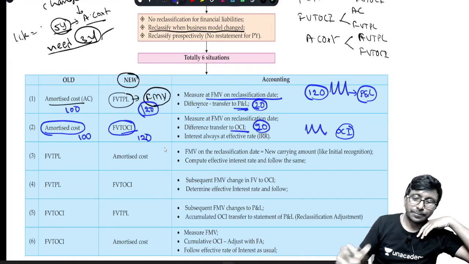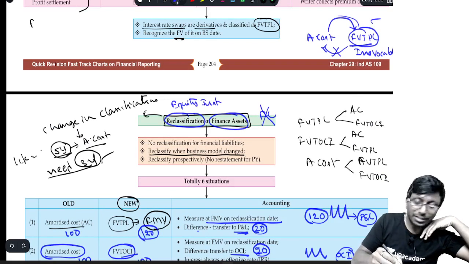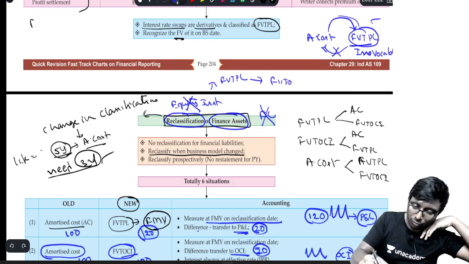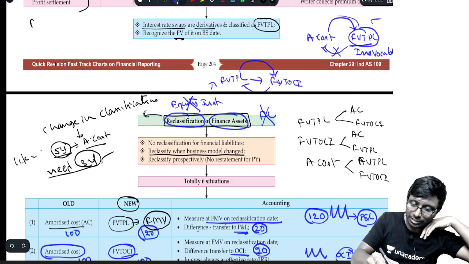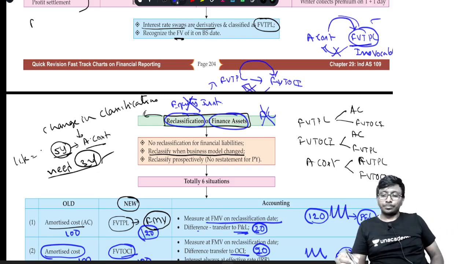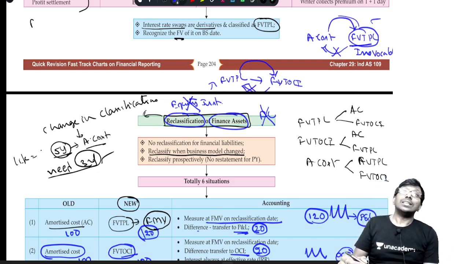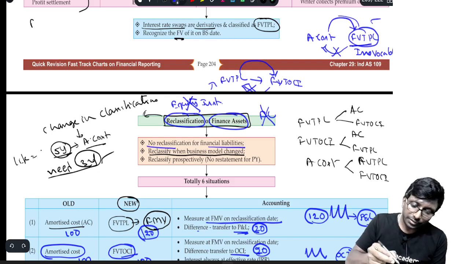Next point: is reclassification applicable for equity instruments, equity assets? Not applicable. Why, sir? An equity instrument is always classified as FVTPL. Even if you forcefully bring it to FVTOCI, you can bring it, but you cannot take it back, because this is also an irrevocable option. It should be mentioned initially. Hope you understand. So there is no reclassification for financial liability.